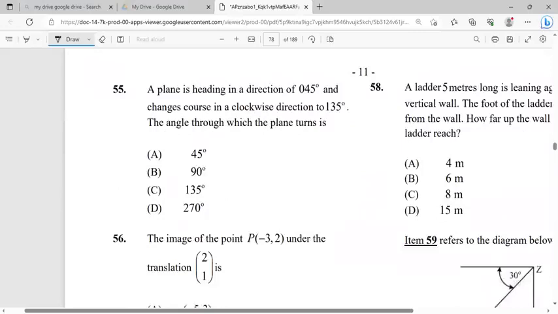1 minute, guys. A plane is heading in a direction of 45 degrees and changes course in a clockwise direction to 135 degrees. The angle through which the plane turns is. Let's go, guys. What's the answer? 30 more seconds.